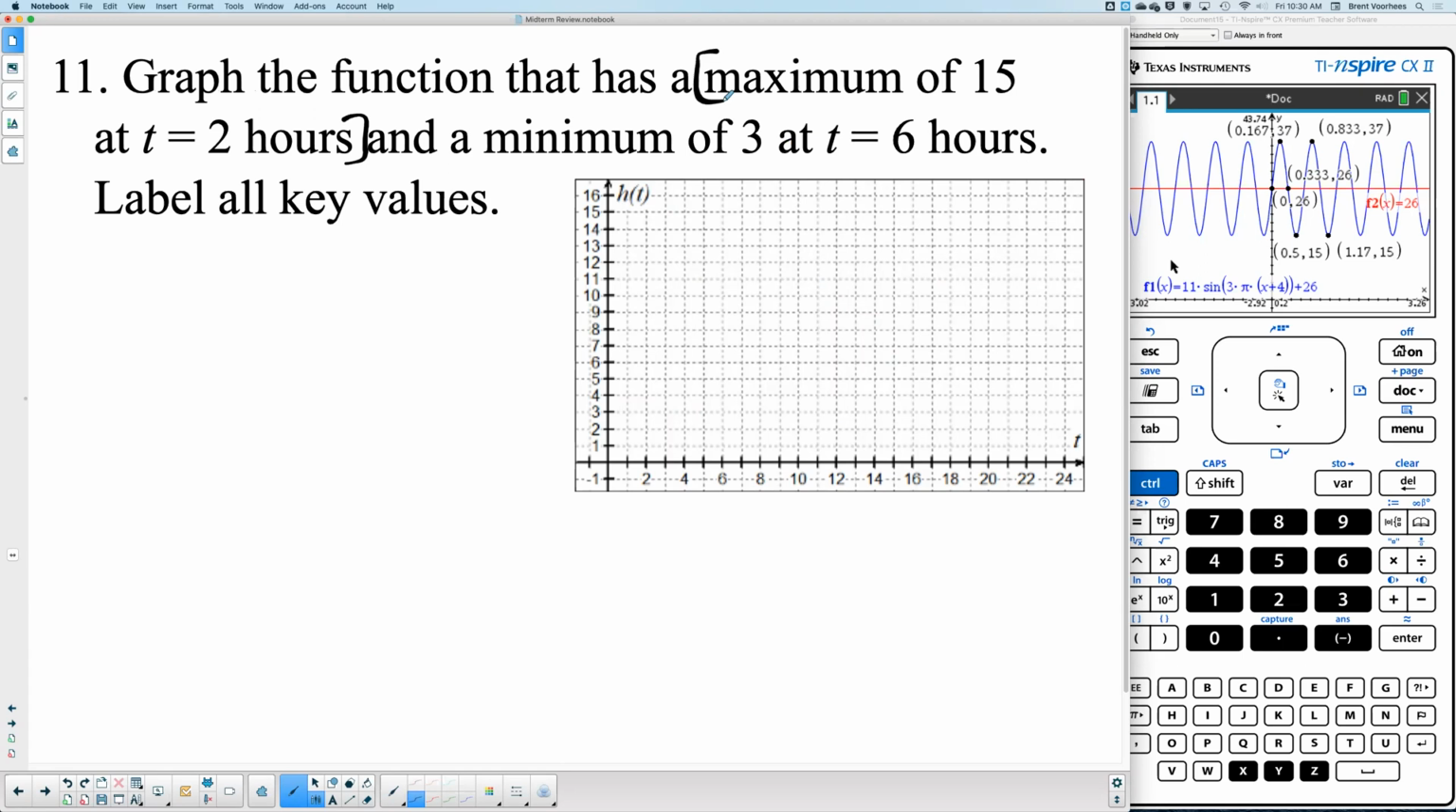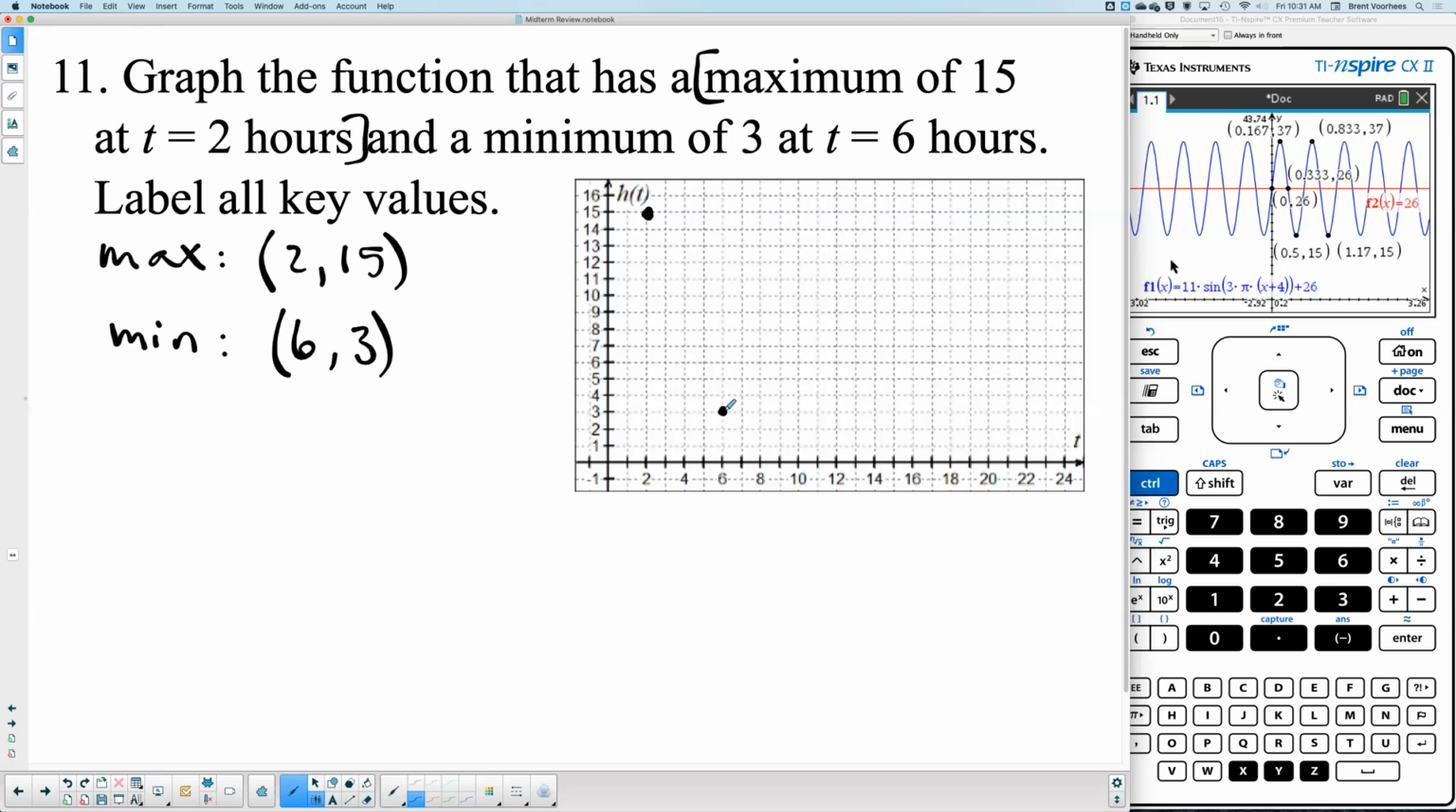As far as the graph is concerned, at 2, comma, we have a max where? What's the coordinates of the max? 2, comma 15. So we go to 2, comma 15 right here. There's our maximum. And a minimum at, would the minimum be 3, comma 6? Good. 6, comma 3. There's the minimum.